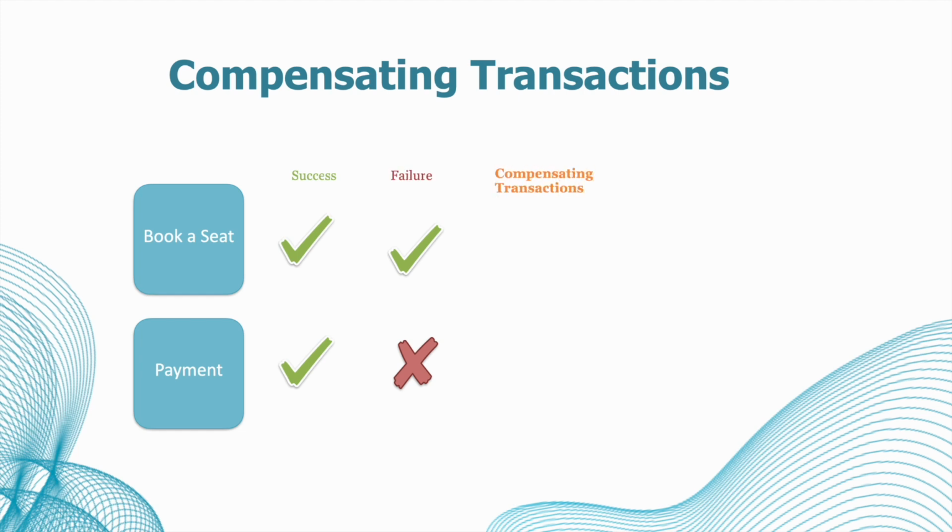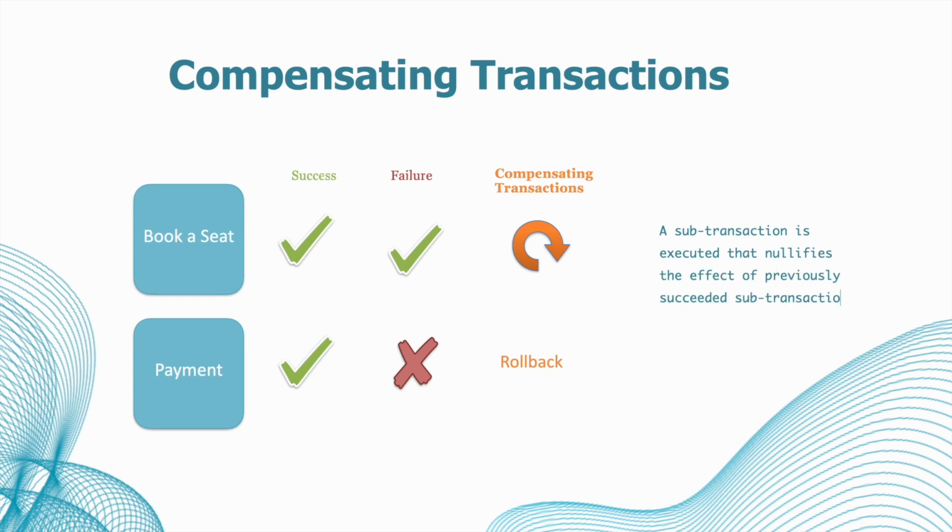We make use of a compensating transaction. So what is a compensating transaction? When a part of a distributed transaction has failed, we create a rollback transaction. Basically, we create a sub-transaction that nullifies the effect of a previous successful sub-transaction, and that is how we ensure consistency. So a compensating transaction is a sub-transaction that is executed to nullify the effect of previously succeeded sub-transactions in the main transaction.